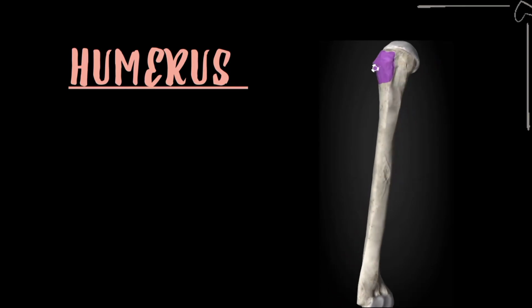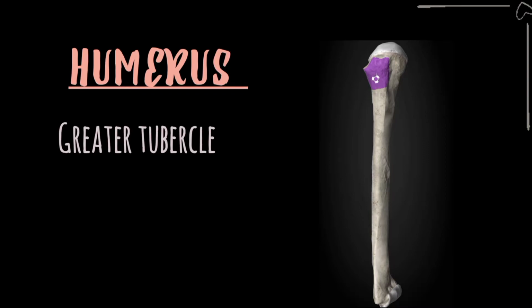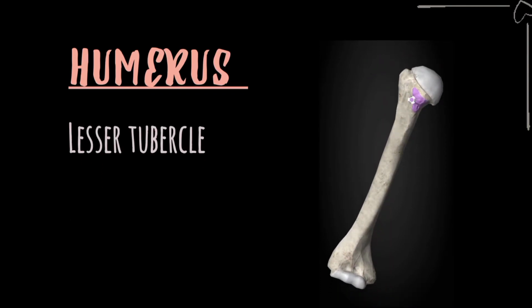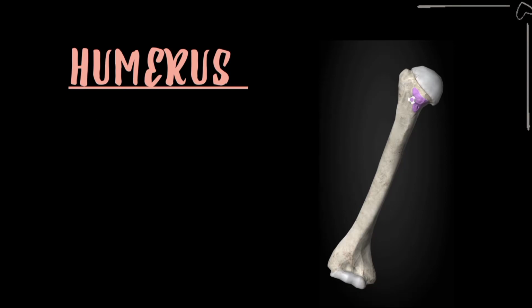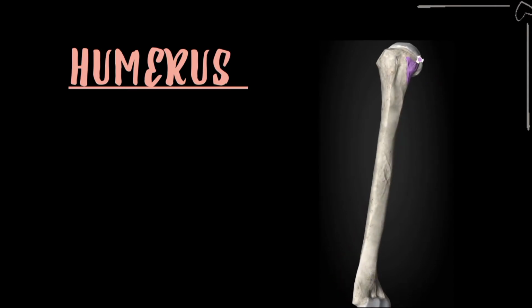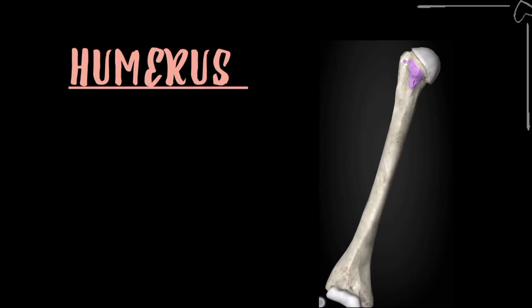Now this structure is called the greater tubercle of the humerus, and this is the lesser tubercle of the humerus. The greater tubercle is a large prominent projection over here, and the lesser tubercle is a small bony projection over here, which is important for the insertion of some muscles, which we will discuss later in the muscles video.